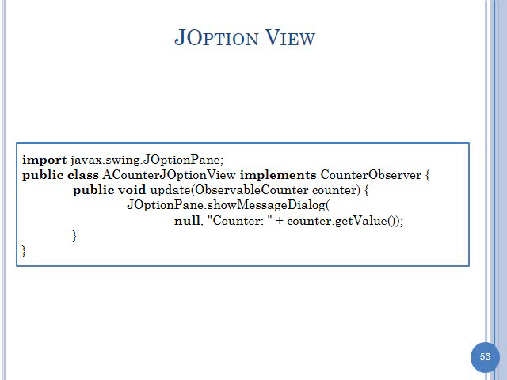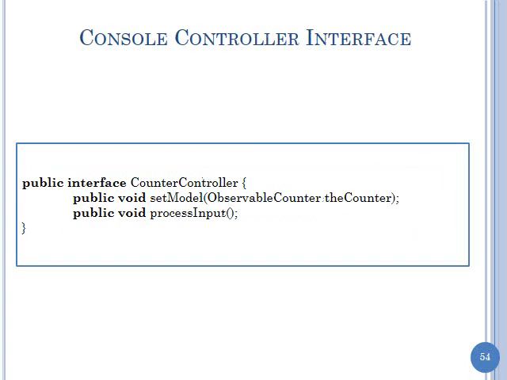The J-option view has an update method that is very similar, except it makes a different API call and displays things in a dialog box, a message dialog. Okay? And that's my observable part.